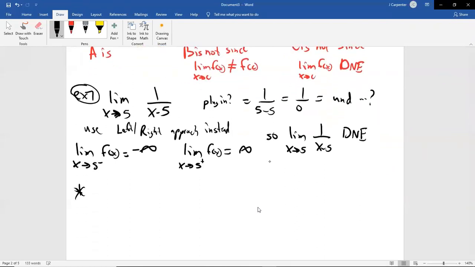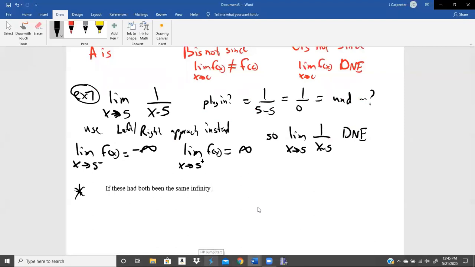Now I need to make a special note here. This is a special important note. If these had both been the same infinity, I don't want to phrase it any other way, if they were both positive infinity or they were both negative infinity, some people will say that the limit exists and they'll say it's that particular infinity. Some, however, say the limit does not exist because infinity, whether positive or negative, doesn't exist.